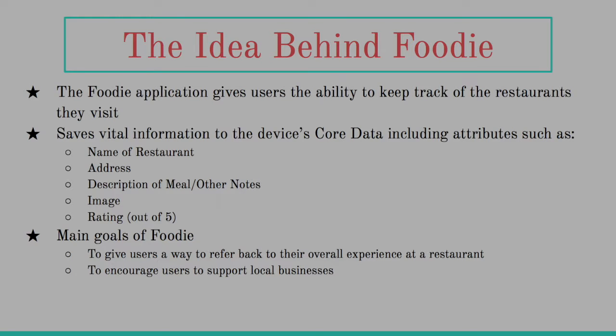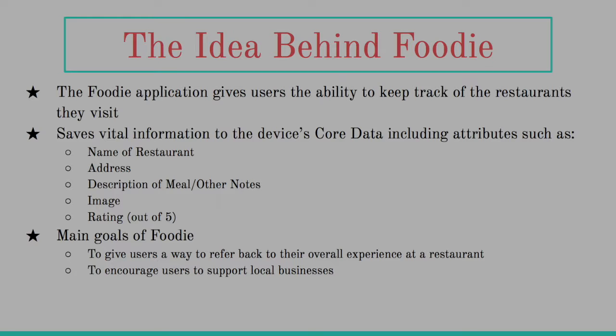First, I'm going to talk about why I chose this idea for my application and how I implemented it. My application uses a combination of table view and core data to allow users to save and keep track of the restaurants they visit. This is done using core data entities and its subsequent attributes. A restaurant info entity contains 5 different attributes: the name of the restaurant, the address, a brief description or note containing information about the meal or experience, an image of the food or the restaurant, and lastly, the user's rating out of 5.